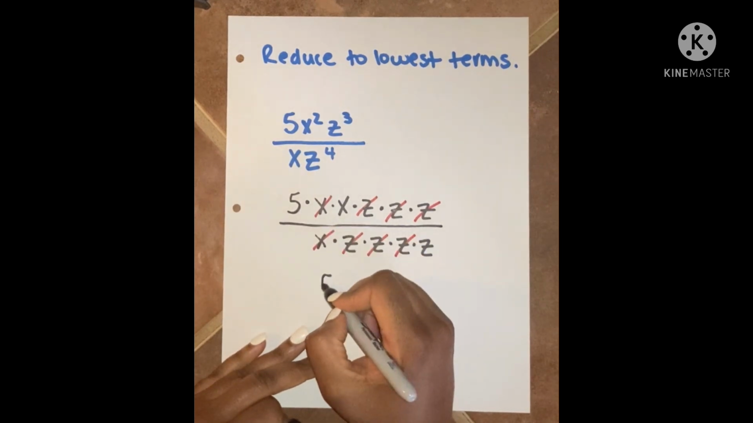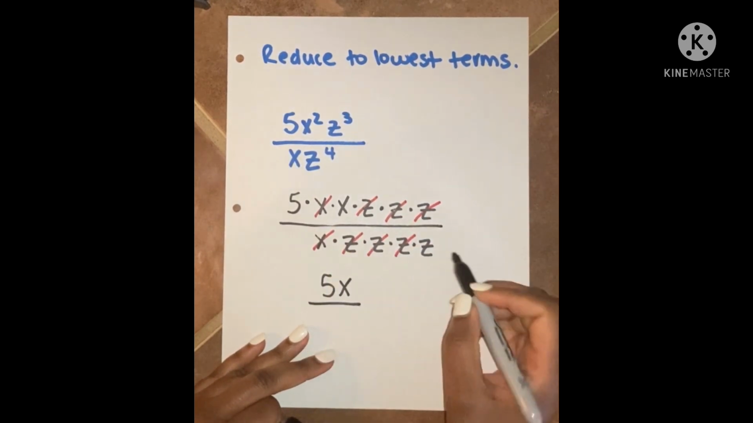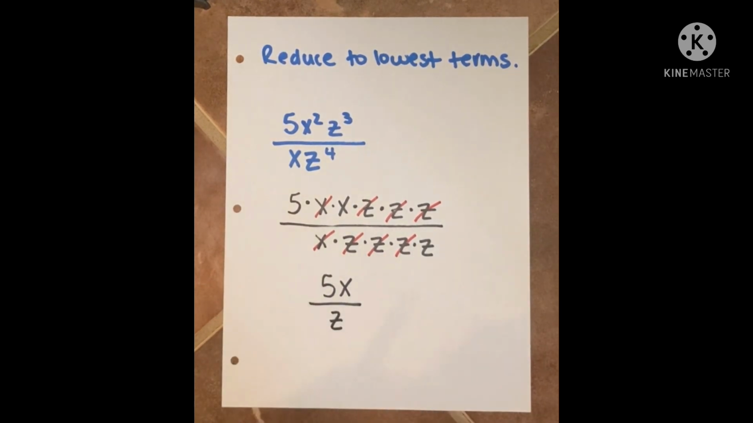We have a 5, we have an X, and we have a Z. Now looking at this, we don't have any Z's up top, we don't have any X's on the bottom, and 5 is the only numerical number that we have. So this right here is our answer in its lowest terms.